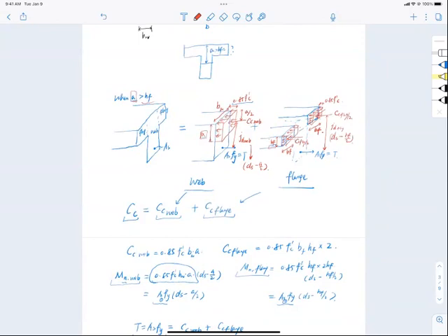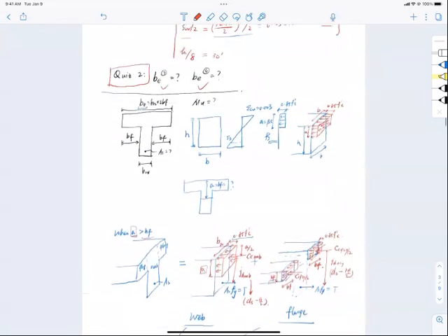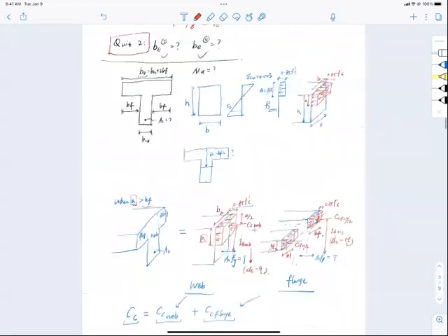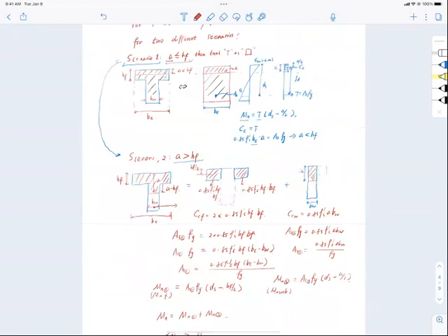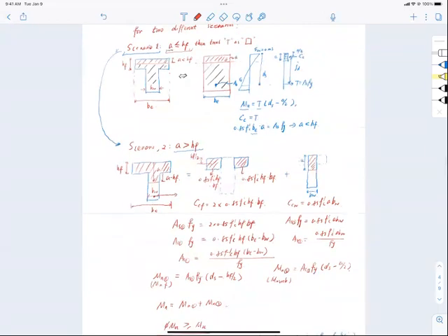That is the so-called scenario number 2. And scenario number 1 is when a is smaller than hf, then you have a T section, but more like an I-beam, right? Because you have the compressive zone within the flange, so you can treat it as an I-beam. So now you have scenario number 1 and scenario number 2. These two scenarios, we have to consider them separately.